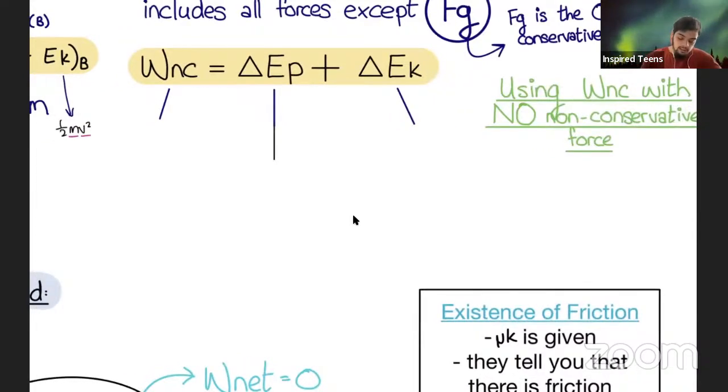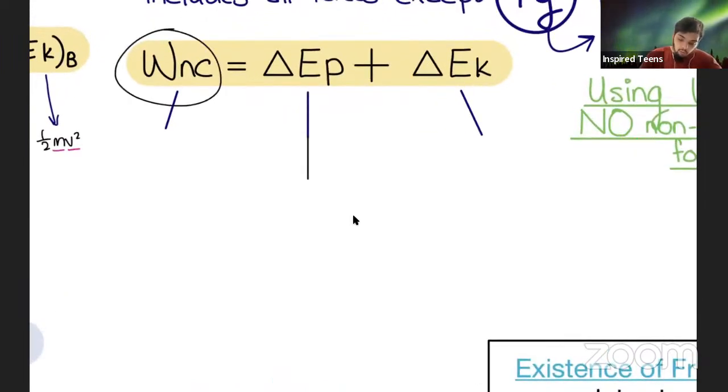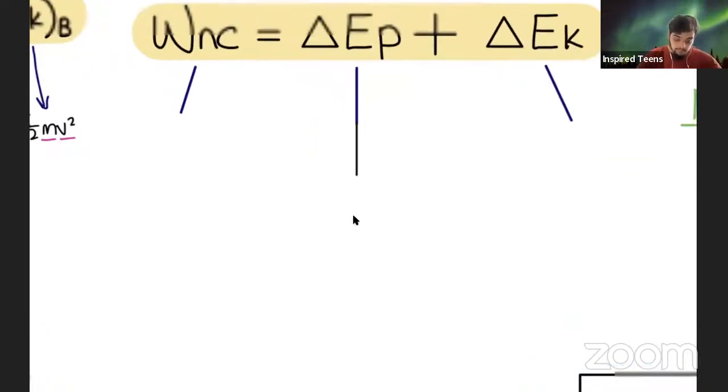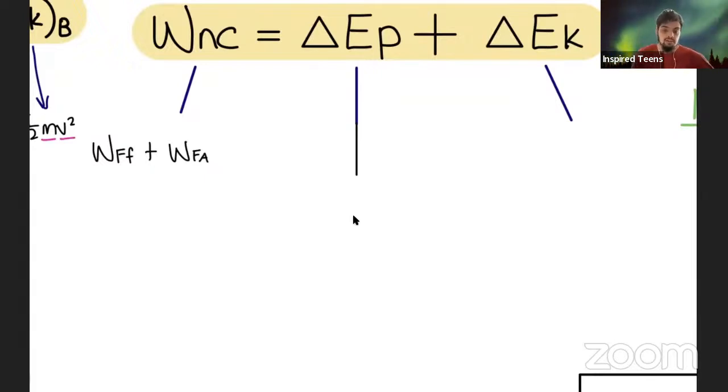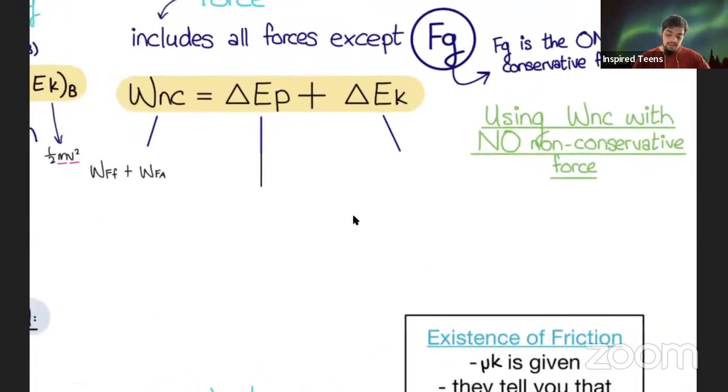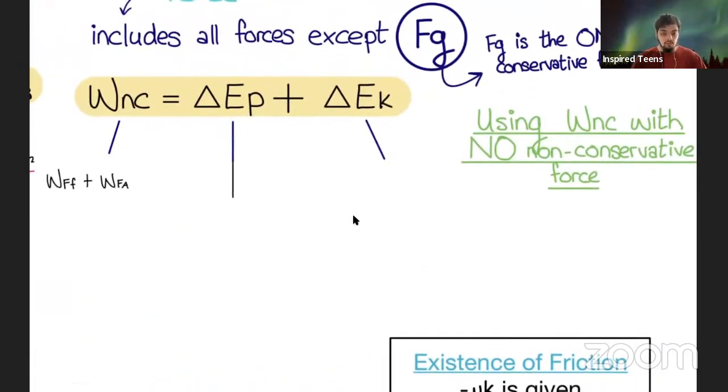So WNC is basically now all the non-conservative forces, the work that they do on the object. We could break this up as work done by frictional force plus work done by perhaps an applied force. Whatever the forces are on that object, you just add them up, provided they are non-conservative forces. This formula is amazing, and it's really my favorite formula.